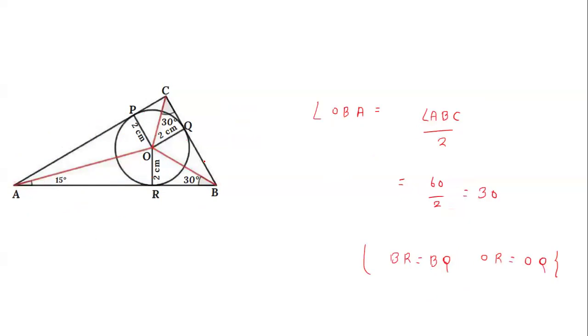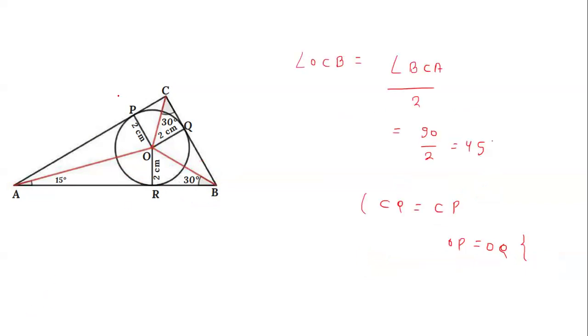Similarly, we can say that this whole angle is 60 degrees, and if you connect the point O to the point B, this is the angle bisector, so 60 divided by 2 is 30, because BR is equal to BQ and OR is equal to OQ. So this is 30 degrees. Now similarly you can also say this, because CP is equal to CQ and OP is equal to OQ, and if you connect point O to point C, this will become the angle bisector. So this whole angle we know is 90, so half of that will be 45, because CQ is equal to CP and OP is equal to OQ.